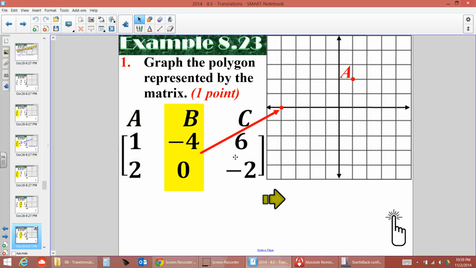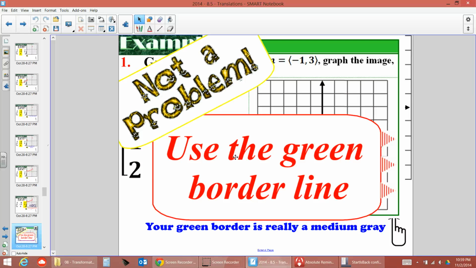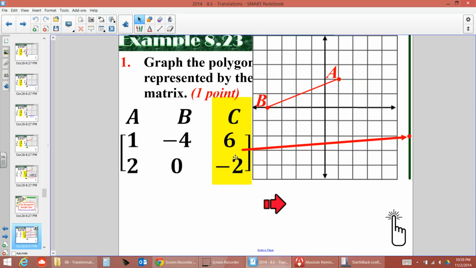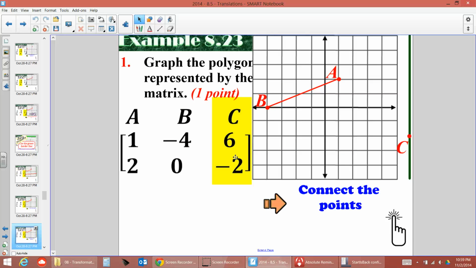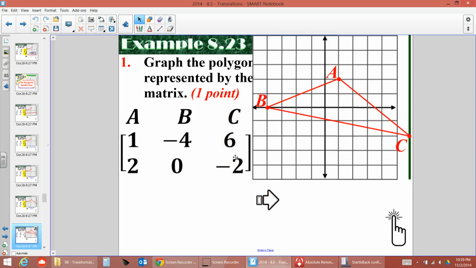Plot the points. Connect your dots. Oh, there's an oop. On your sheet, just use the green border line to count up to 6. So you count all the way over to 6, and then you connect the dots. There we go. All right, you should be able to plot the points for the matrix, for the graph.